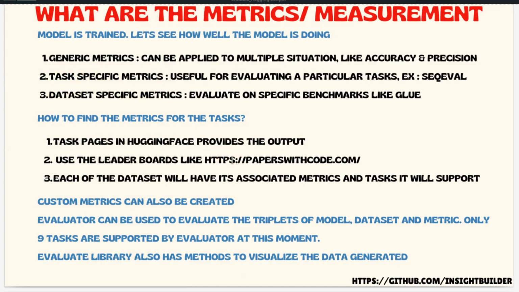Now the point I was trying to make is that you need to find the metrics that you can use for the particular tasks. You can use the leaderboards, you can use the task pages, you can use the datasets themselves that provide you the necessary information. Apart from that, you can create custom metrics also. So at this moment, I'm just introducing what is possible and what kind of automation can be enabled. In the case of the evaluator module, you can use 9 tasks for automation. And finally, the evaluate library also has methods to visualize the data generated, like creating radar maps and bar graphs, etc.